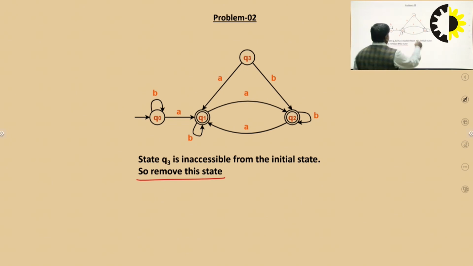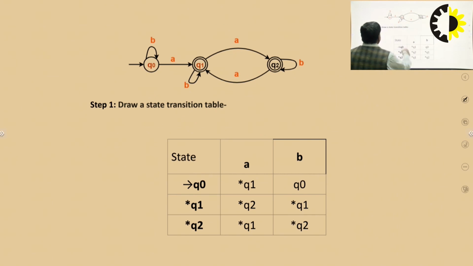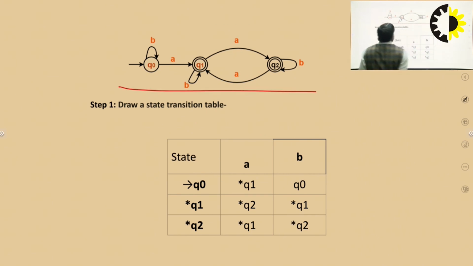Q3 state is unnecessary, so we remove it. Now this is your final finite automata. How many states are final states? Q1 and Q2, no problem. Then what is the first step? Very simple. We design the finite automata, and I already discussed how to design the finite automata transition table.